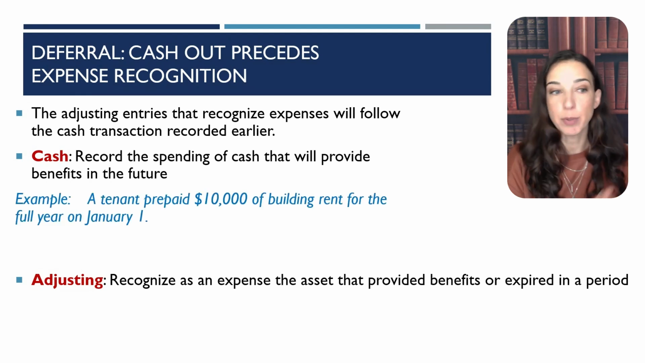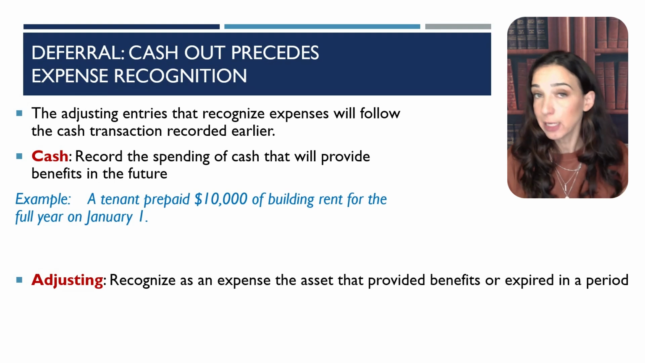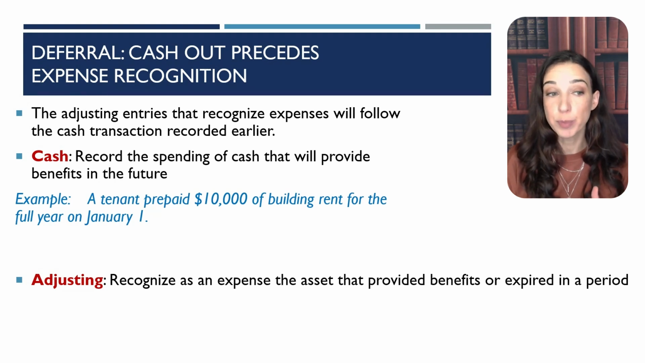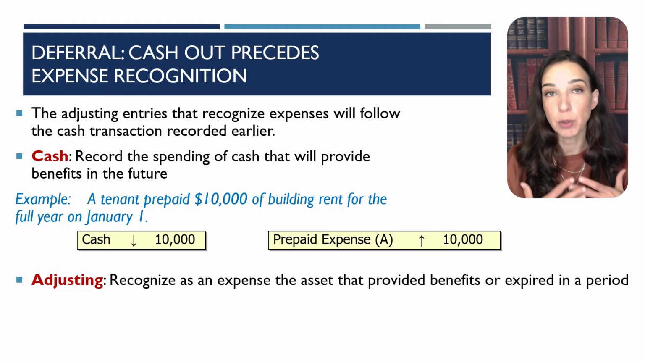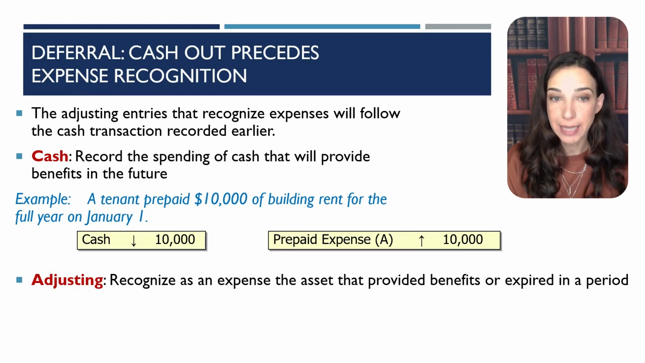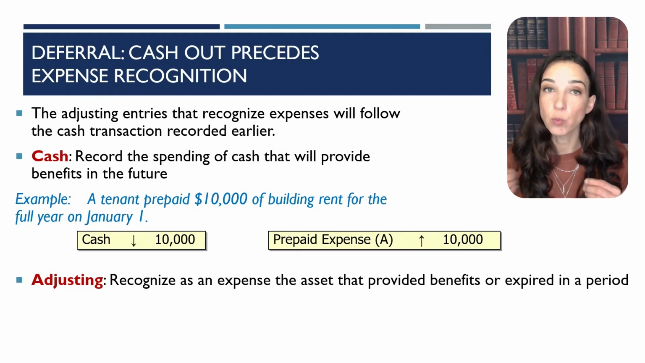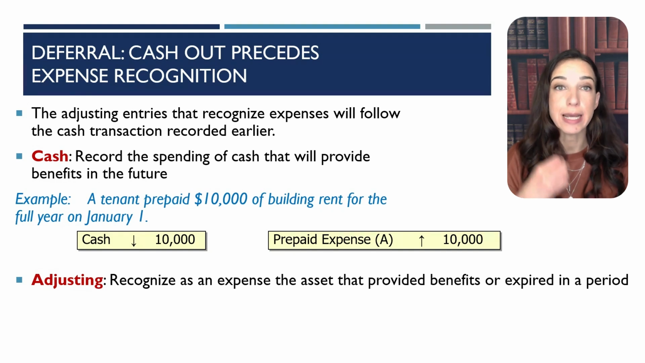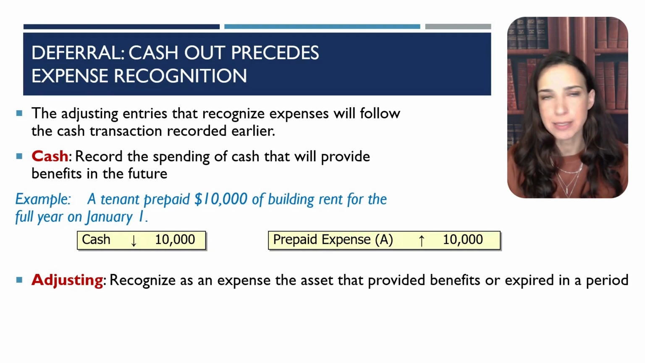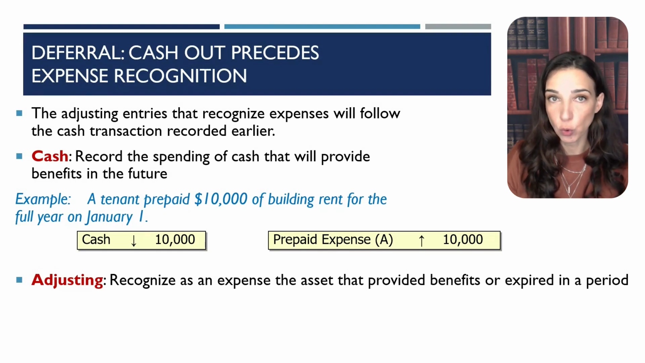So here's an example of a cash transaction. A tenant prepays $10,000 of building rent for the full year on January 1st. I'm thinking about this from the perspective of the tenant. The cash goes down, but what the tenant receives in return is an asset called prepaid expense. I can also call it prepaid rent or prepaid asset. So they receive the right to occupy the building for the next 4 quarters.